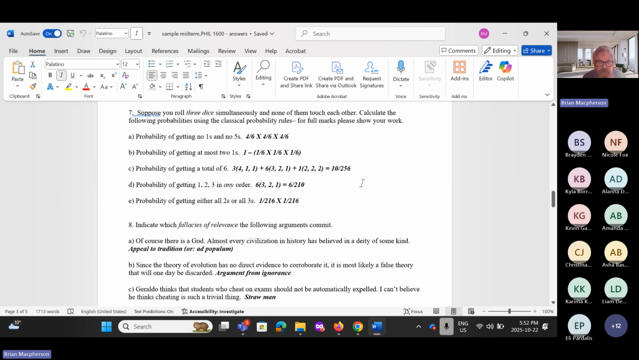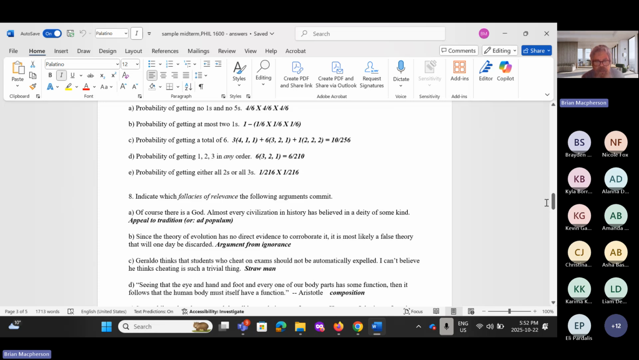Number B: Since the theory of evolution has no direct evidence to corroborate it, it is most likely a false theory that will one day be discarded. Remember, that's an argument from ignorance. If there's no evidence for something, then it's false. That's a version of argument from ignorance. From the fact that there's no evidence, it doesn't necessarily follow that it's false. It might be true, but we just haven't proven it yet, right?